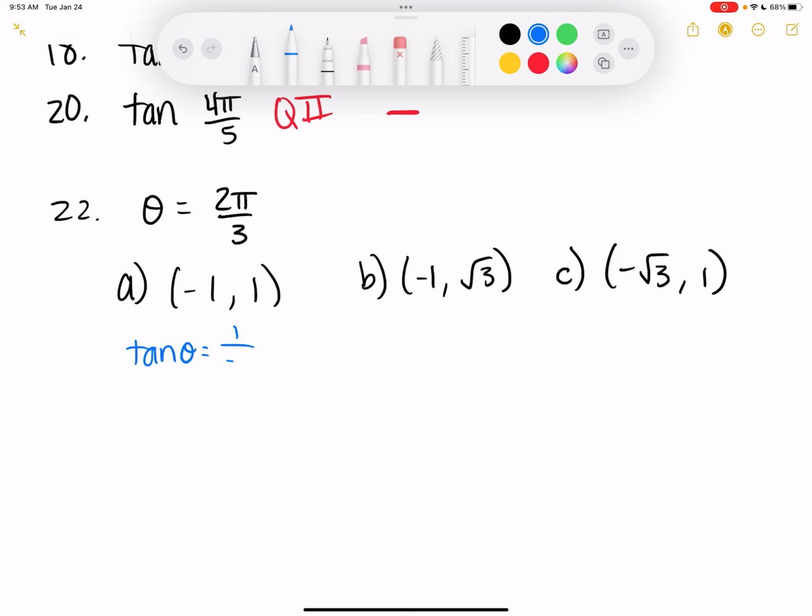So it is 1 over negative 1. Now the tangent of negative 1 is what? Or where is tangent equal to negative 1? In quadrant 2. Okay, and what is that value equal to? 3 pi over 4. Yeah, that works.